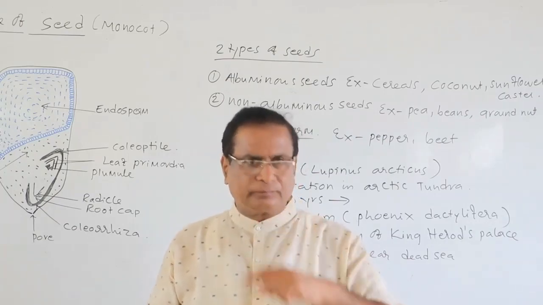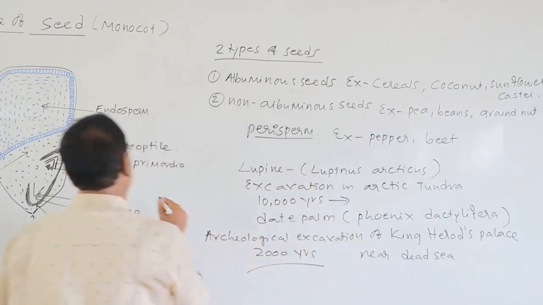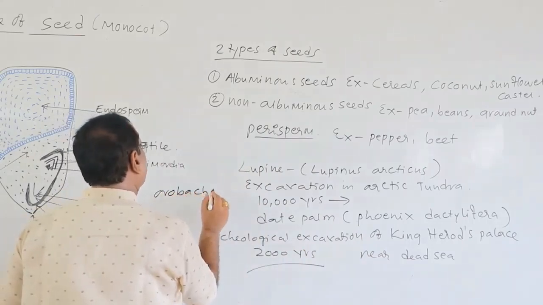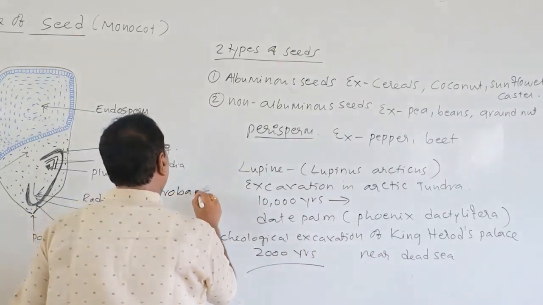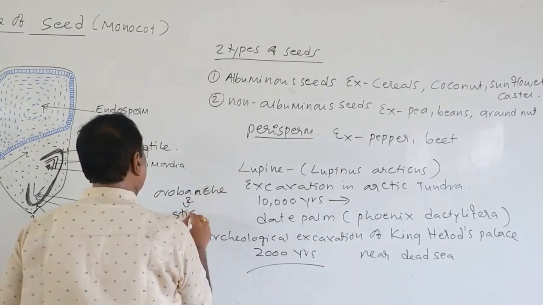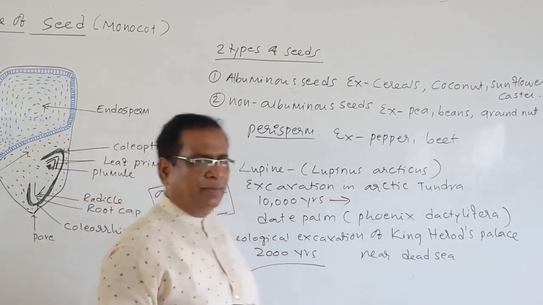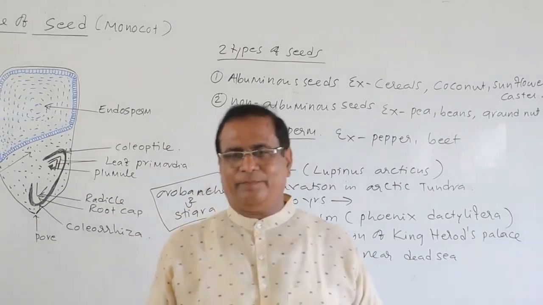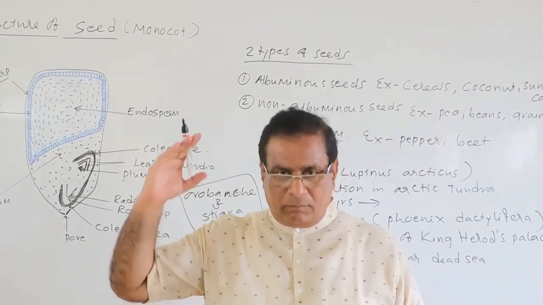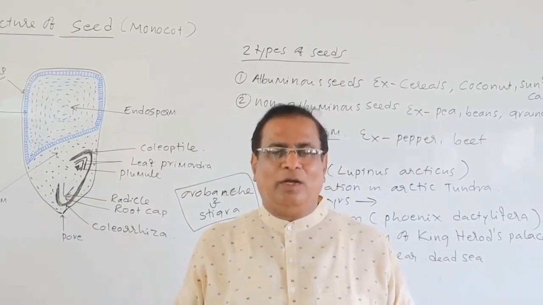Even some parasitic angiosperms like Orobanche and Striga have innumerable numbers of seeds. The number starts from one to thousands, even millions in one fruit.